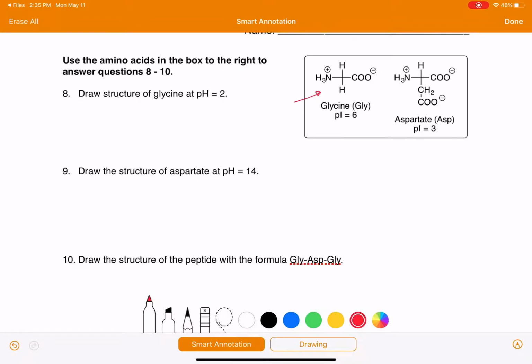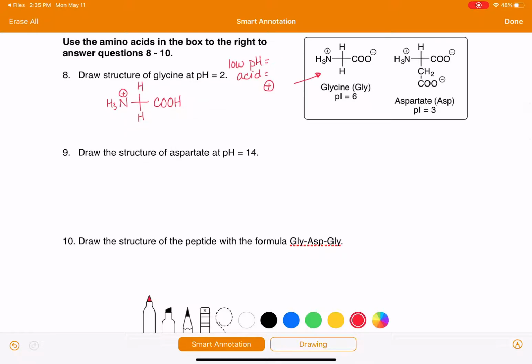So we have glycine over here at a low pH. A low pH is an acid, and in a low pH, we're only allowed to have positive charges present on our amino acids. So that means we want to redraw this molecule. We can keep the positive charge on the nitrogen, but on this carbon, COO minus, that has to be converted to COOH. Draw the structure of aspartate at pH 14. So that is a high pH. That is basic, and because it's really high, that means we can have as many negative charges as we need to, like negative charges everywhere.